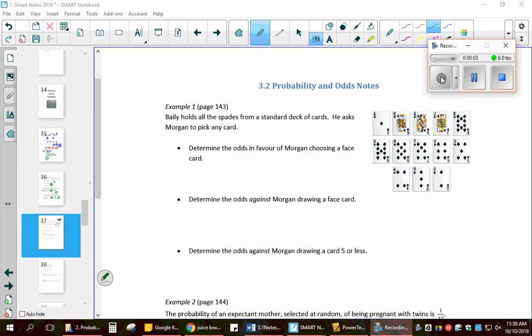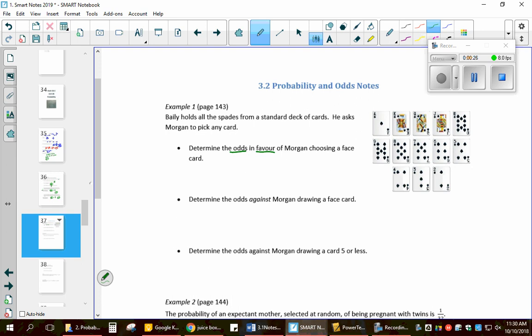Okay, so 3.2, it's going to be all the same kind of stuff. So now we're just going to do a bunch of questions that are kind of based on the same thing, right? So Bailey holds all the spades from a standard deck of cards. He asks Morgan to pick any card. It says determine the odds in favor of Morgan choosing a face card.